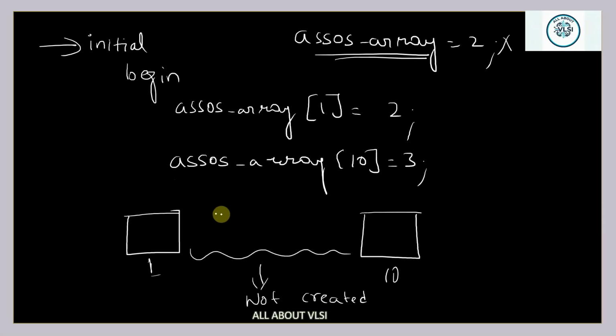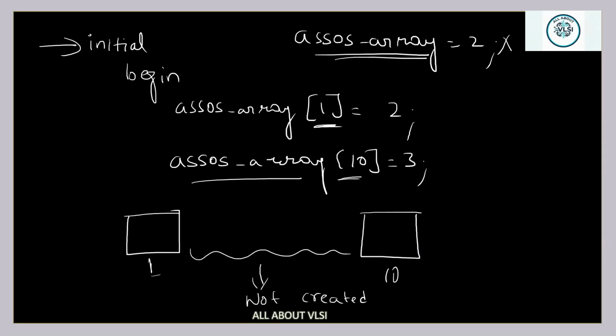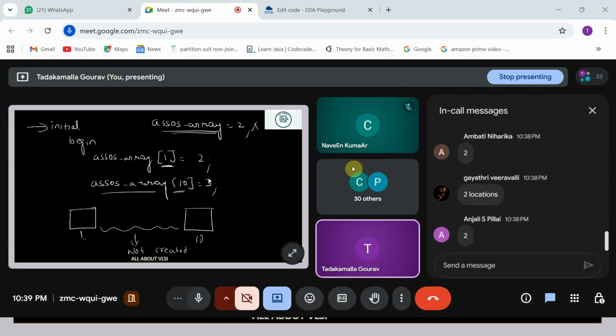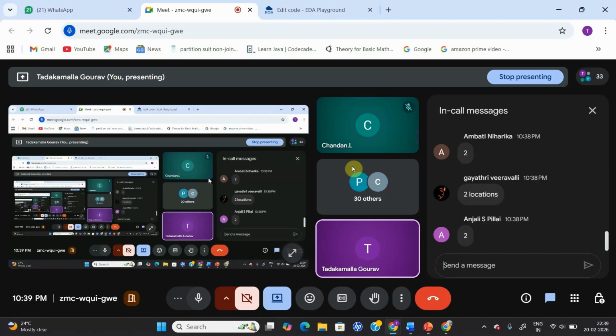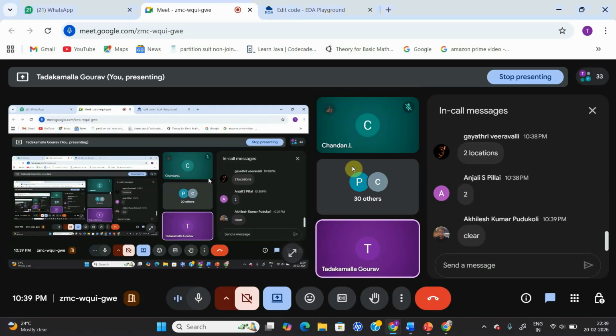But here, in the case of your associative array, if you are going to insert the element at the first location, that particular location will be created. If you are inserting the data at the 10th location, only that particular location will be created. Is it clear for everyone how the associative array is working? Is it clear? So in the case of your associative array, continuous memory locations will not be present. Okay, that you need to be careful over here.